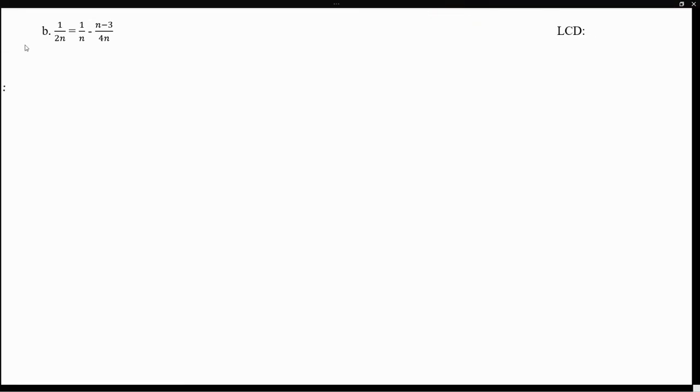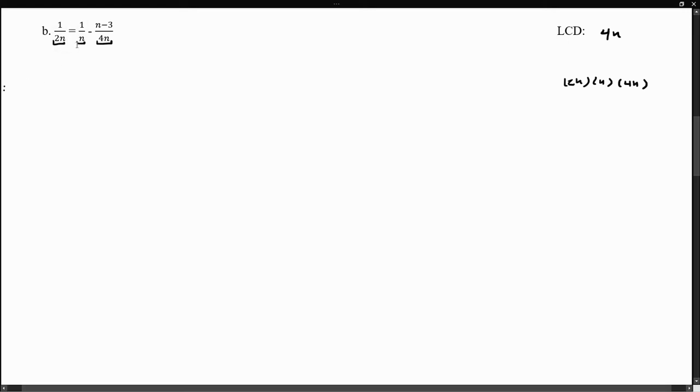So now that it's out of the way, let's continue with example B now. First thing that you want to do is take a look at my denominators. I have 2n, I have n, and I have 4n. So therefore, my LCD is equivalent to just 4n. But wait a minute, I just told you that in order to find the LCD, I just group all expressions? Wouldn't it be the LCD 2n times n times 4n? Well, that is definitely a common denominator, but it's not the least one.